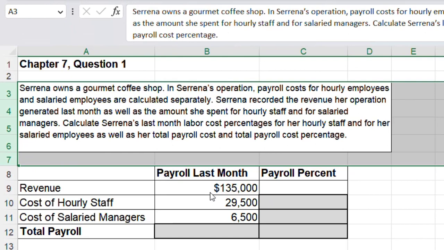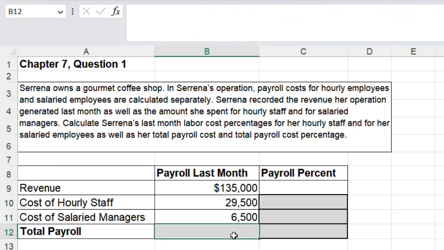All right, so we see our revenue here is $135,000. She has paid her hourly staff, those would be her baristas and her prep team, her servers, anyone who makes an hourly wage, $29,500, and then her salaried managers, $6,500. Okay, so let's add up her total payroll here. We're going to add our hourly staff plus our salaried managers. And so we see that we have a total payroll of $36,000.